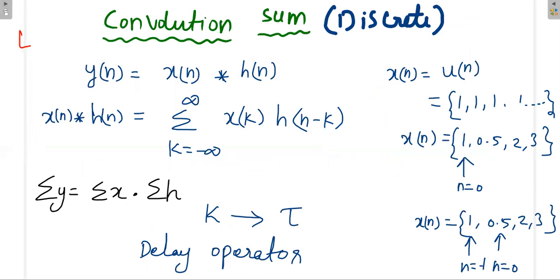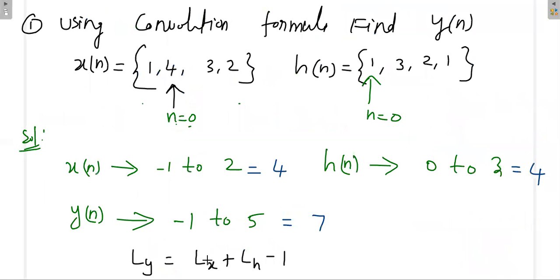Linear convolution. But whatever the convolution nature may be, either linear or circular, this summation formula has to be satisfied always. But the length formula, the length of the samples, will be different. Again, for the linear case, the number of samples at y is equal to the number of samples at x plus the number of samples at h, that is the second signal, minus 1.